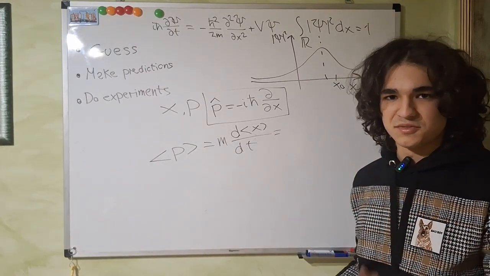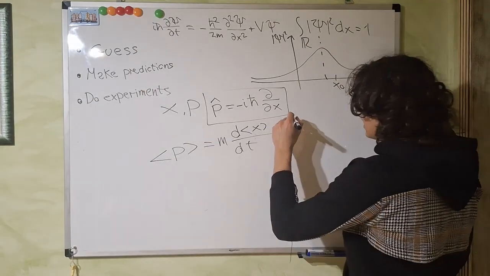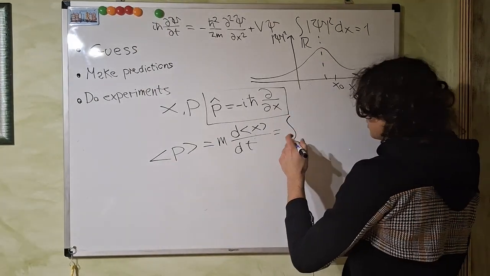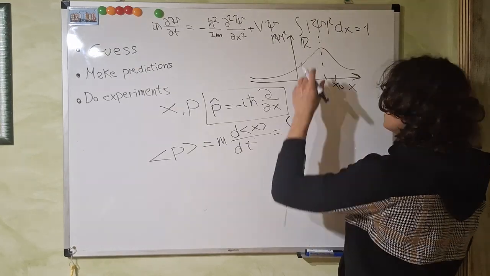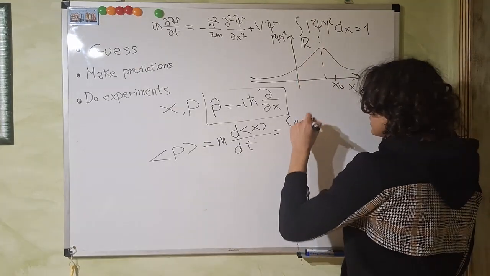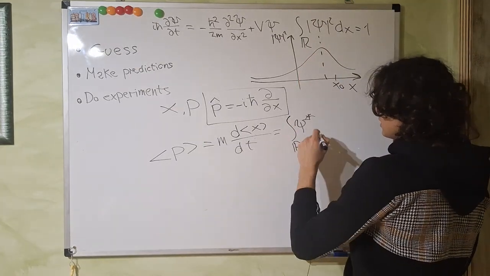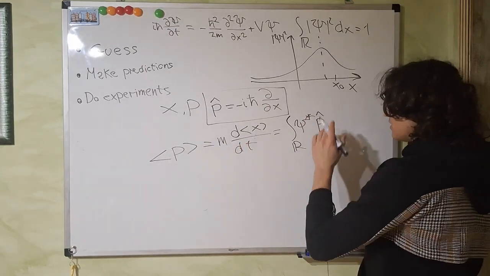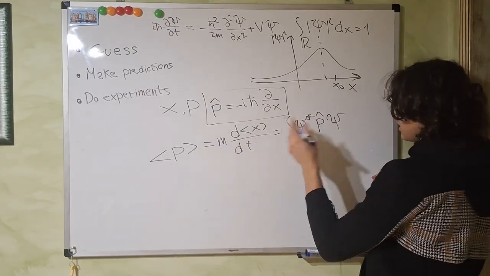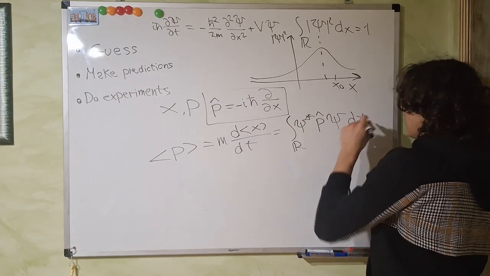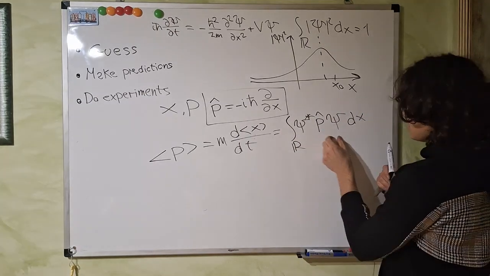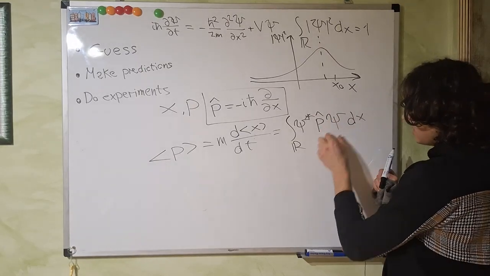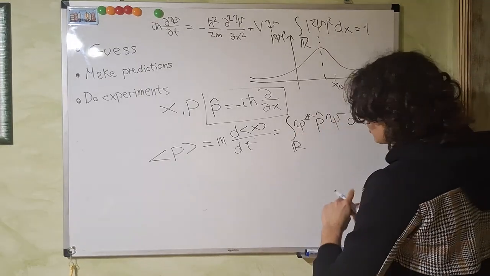You can check a lot of textbooks like Griffiths, and you'll see that to find the expectation value of momentum, all you have to do is to take psi star times, or at least you sandwich the momentum operator between psi star and psi. What does this mean? The operator acts on psi, and you multiply by its conjugate.